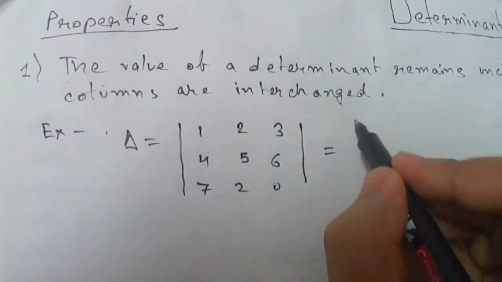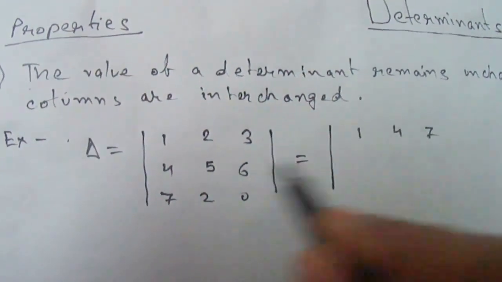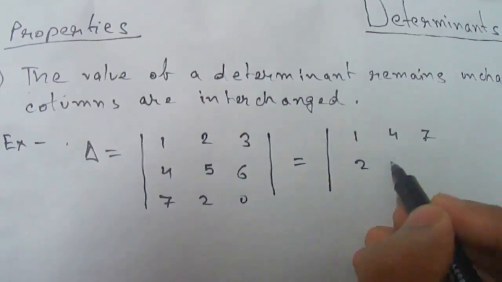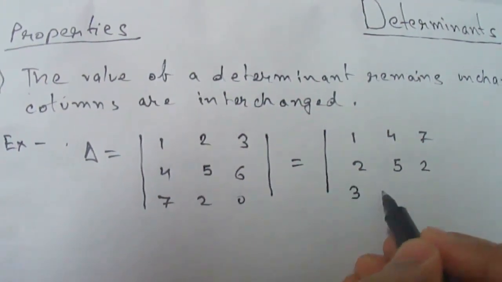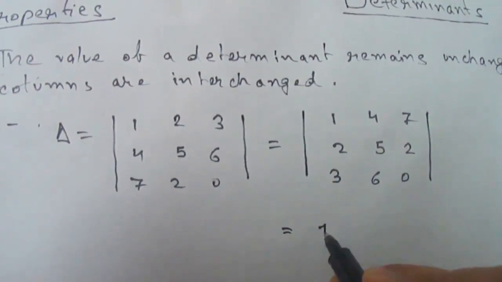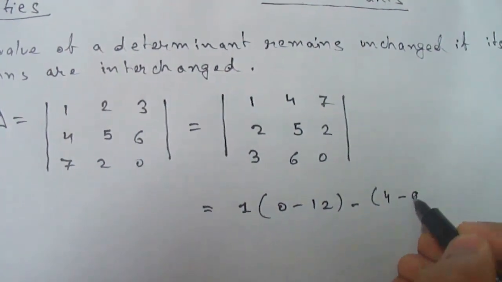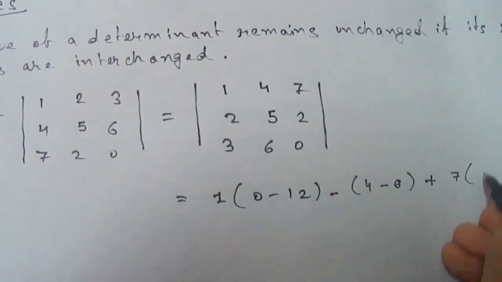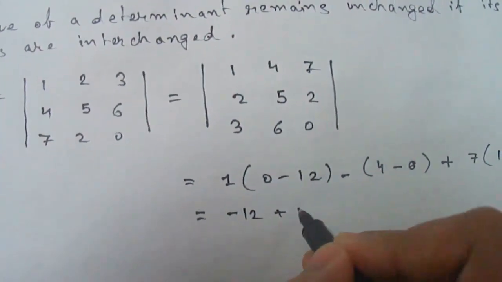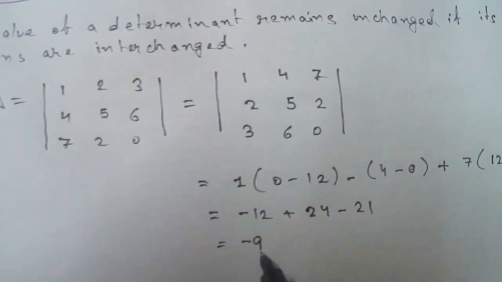So now if we interchange it, suppose 1, 4, 7, we have converted the columns into rows. So 1, 4, 7, 2, 5, 2, 3, 6, 0. So now we'll expand this. This will be 1 times (0 minus 12), minus 4 times (0 minus 6), plus 7 times (12 minus 15). So this comes out to minus 12 plus 24 minus 21. This will be minus 9. So this is the value of this.